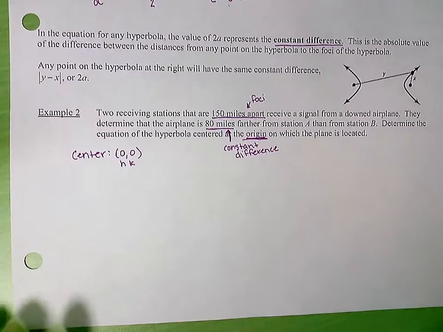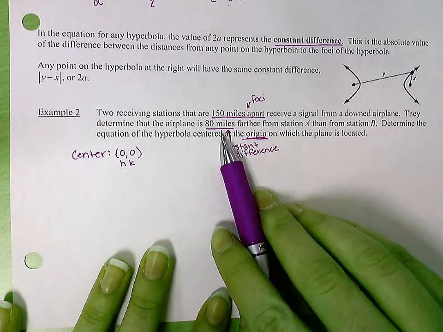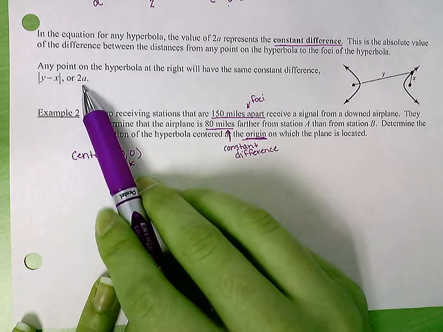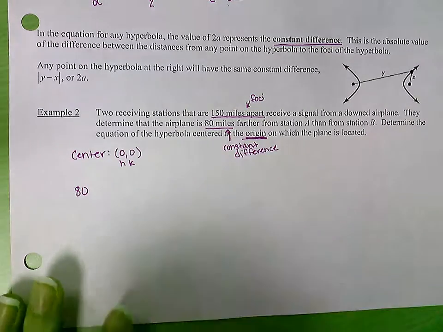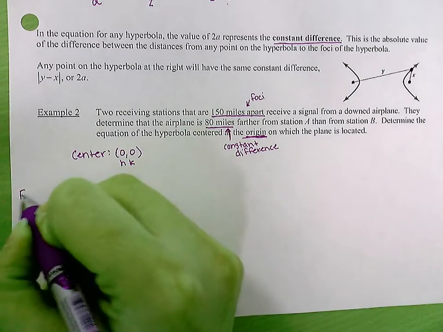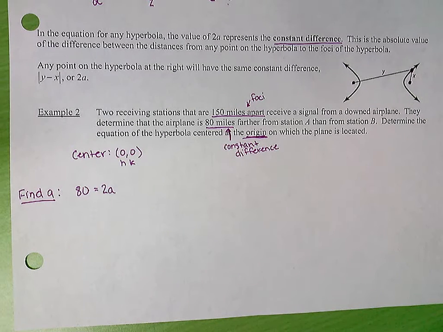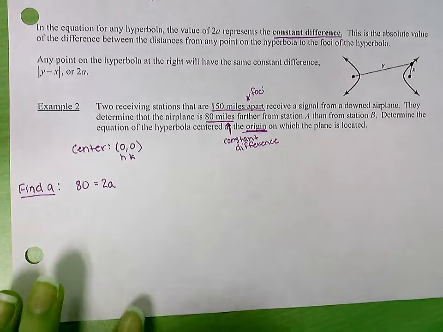Okay, so next what I want to do is find A. Since your constant difference is 80, and to get your constant difference, you can take 2 times A, I'm going to set my constant difference equal to that equation. So what I'm doing here is finding A. So constant difference, 80, is equal to the equation to find the constant difference, which is 2A. So divide both sides by 2.